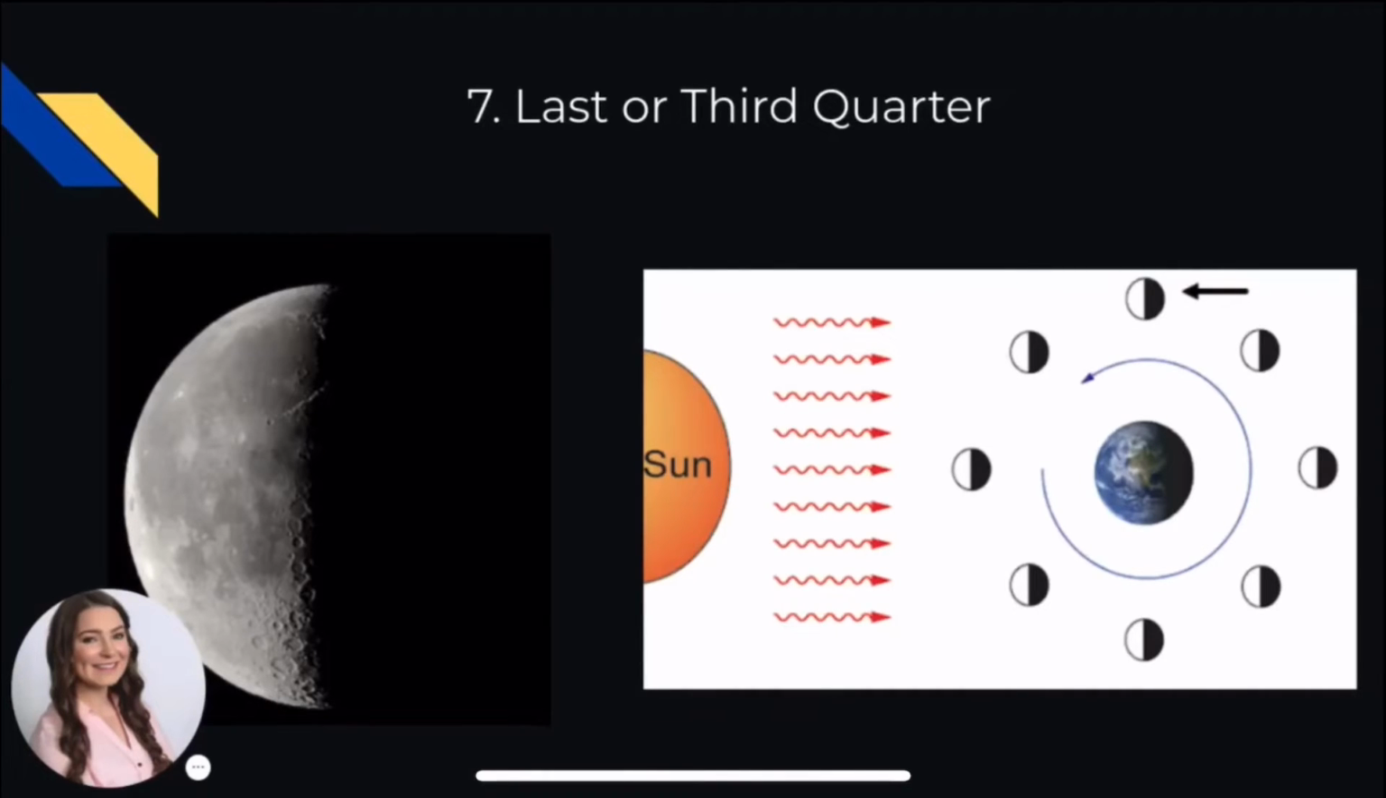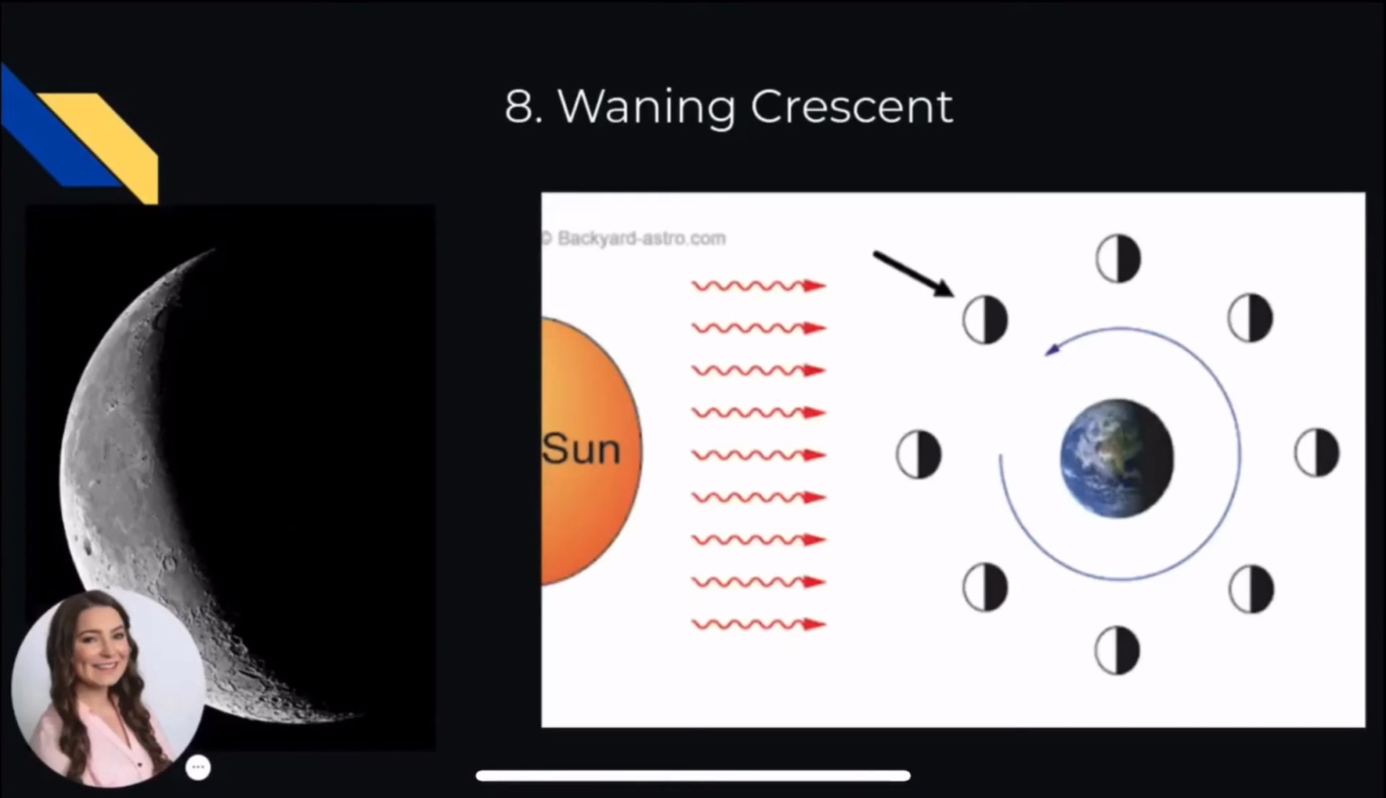At this phase, the moon looks like a half circle again. This lasts for only one night. The last phase is the waning crescent. Now the moon is in the waning crescent phase. Less than one half of the moon appears illuminated. It decreases until it reaches the new moon phase again, and the cycle repeats.